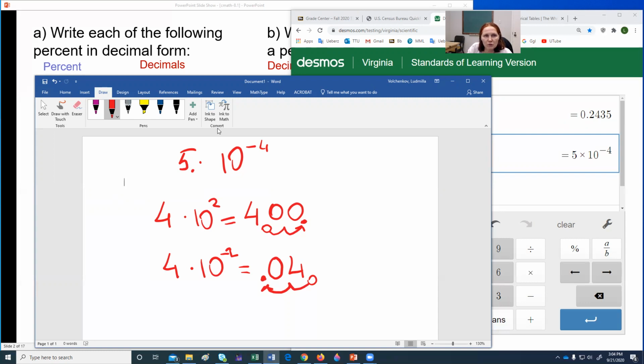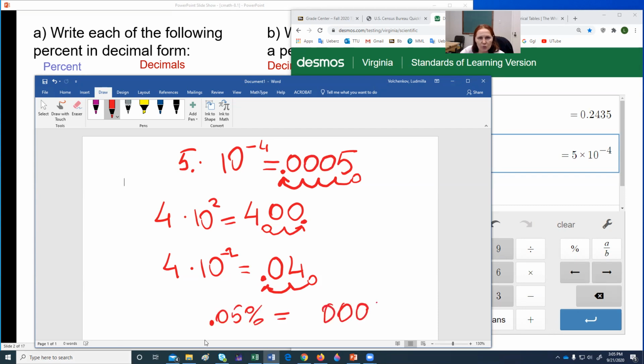5 to the power negative 4 means that the decimal point from this place moves 1, 2, 3, 4 places to the left. Now it's here, and all these places must be shown by zeros. So 0.0005. We had the point here, 0.05. To write in the decimal form, we move 2 places to the left. Now the point is here, 0.0005.